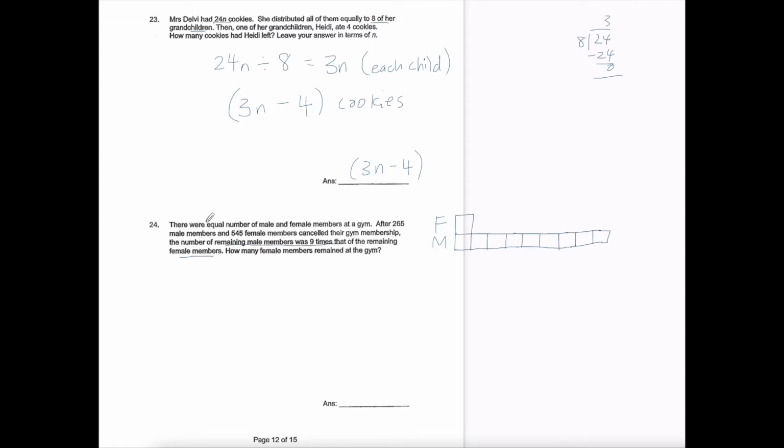So what's the keyword here? Equal number of male and female members. So I'm going to start drawing them to be equal. Okay, done. After 265 male members, this is where the 265 goes because they cancelled. And then 545 female members cancelled. So we can actually find out what this 1 unit is.